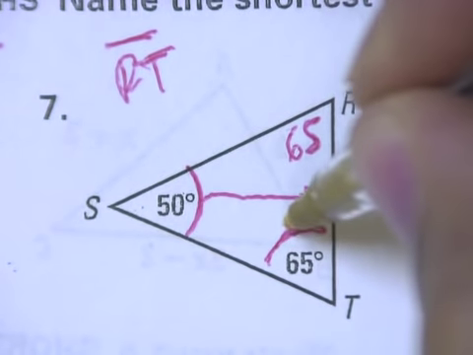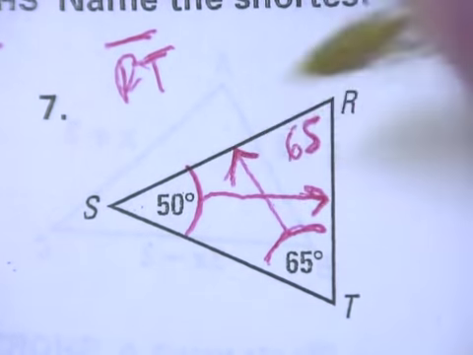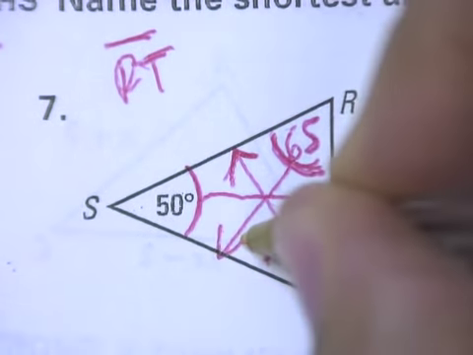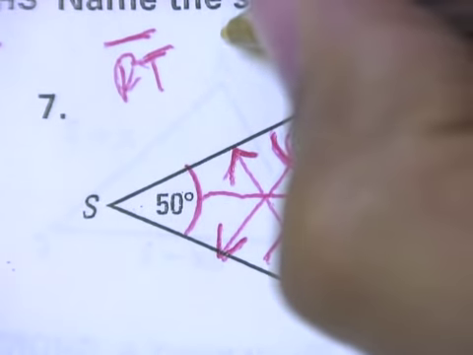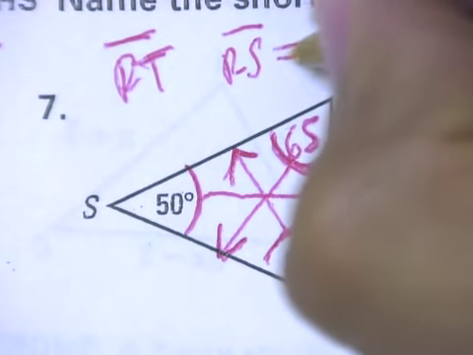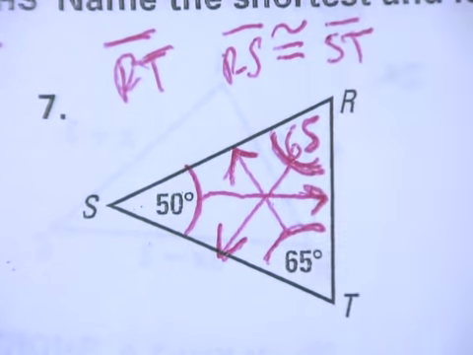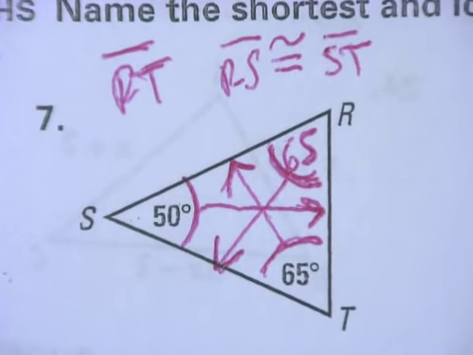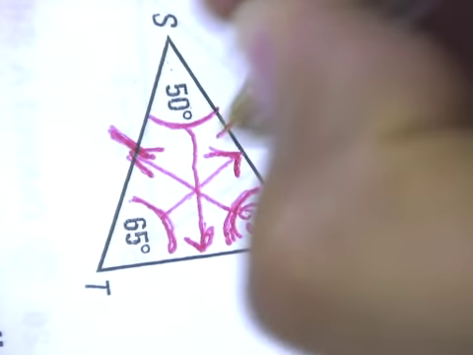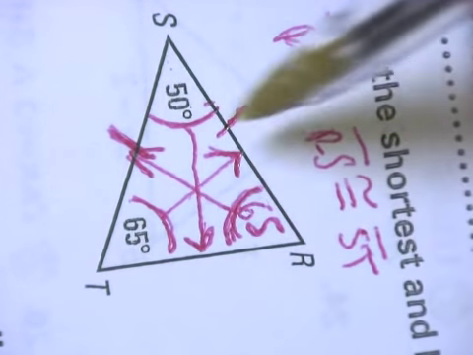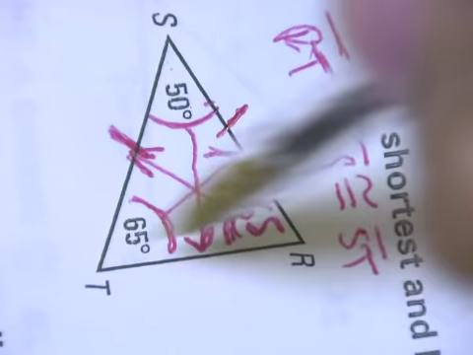But now, this is 65 degrees, and this is across from SR. And this is also 65 degrees, and this is across from what? ST. So we can say that segment RS is congruent to segment ST, because we have an isosceles triangle. And remember, guys, in an isosceles triangle, I would have the dashes here like this. This would be my vertex angle. These would be my 2 base angles. And it only makes sense that these 2 sides are congruent because these 2 base angles are congruent.